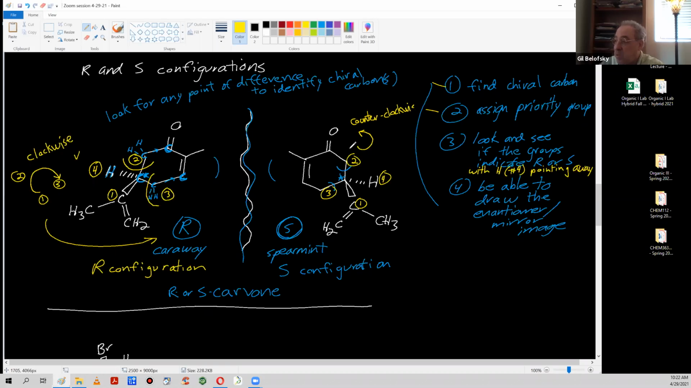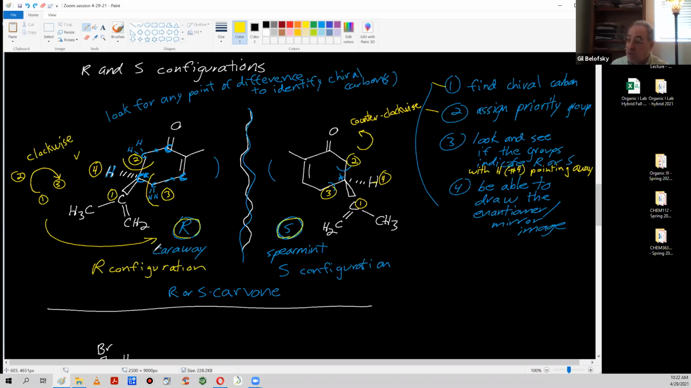And obviously, a digital clock doesn't help. So we're just looking at old-fashioned clockwise, counterclockwise. Counterclockwise is S, clockwise is R, as long as hydrogen's pointing away from you. And then be able to draw the mirror images like I did here. Okay, questions on that?